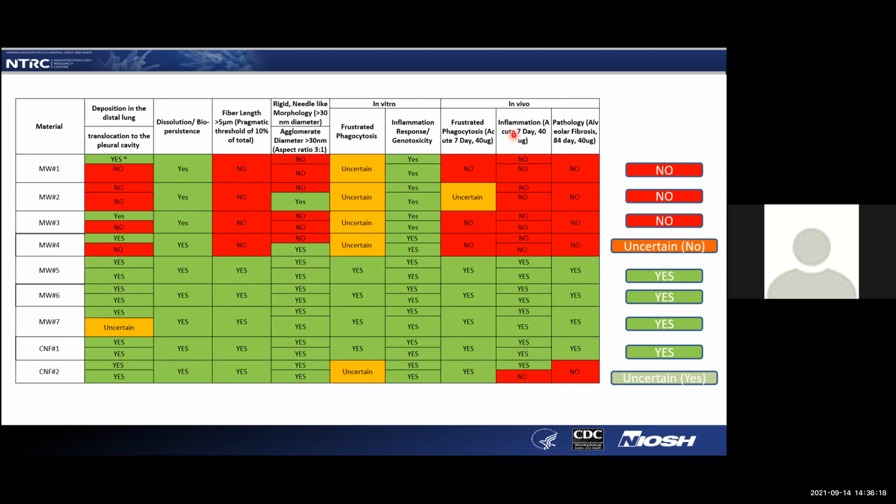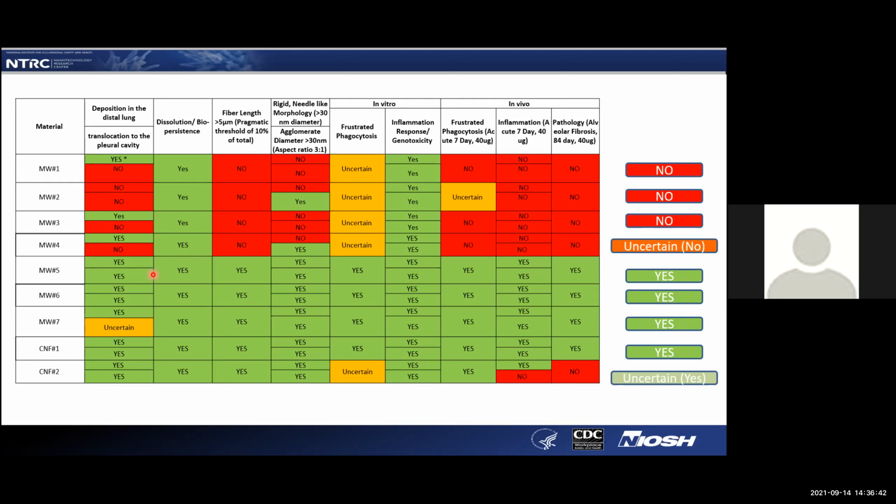Did they induce inflammation? Yes. Did they induce inflammasome induction? Yes. But if we use the criteria in reference to Mitsui 5, it was markedly less of an effect here, which would also put them into the no category in terms of the final outcome.